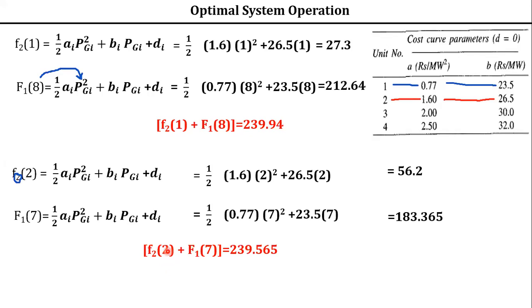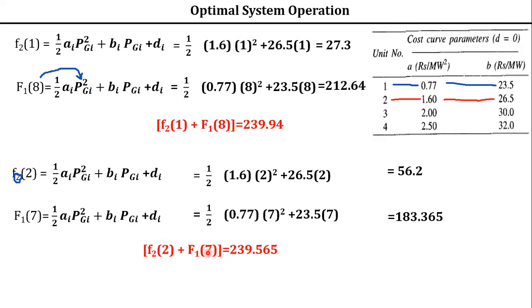So, next, the fourth combination will be F2 of 3 plus F1 of 4. What is the value you are going to get? Please calculate it and tell me. Because I have already done three examples, three combinations. Fourth combination, what is the value? Because I have to see whether you understood this or not. I'm going slowly, step by step. You calculate it. What is the value of the fourth combination?